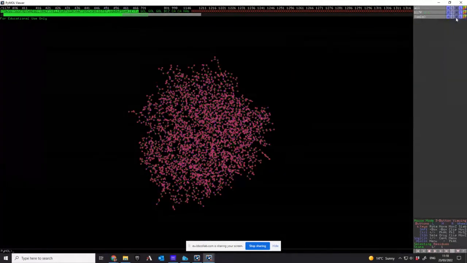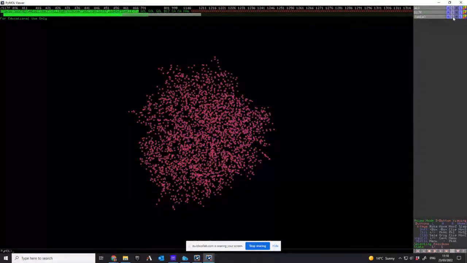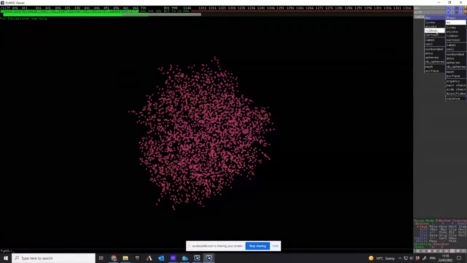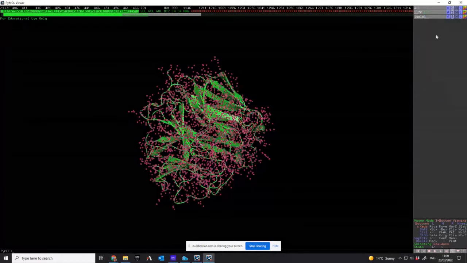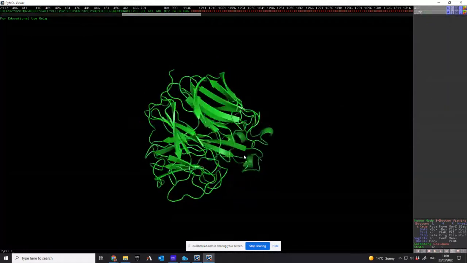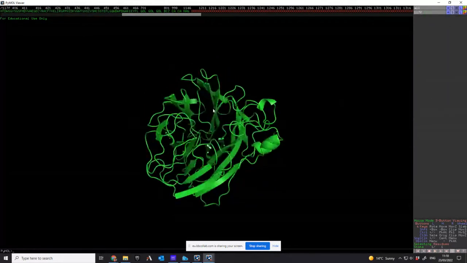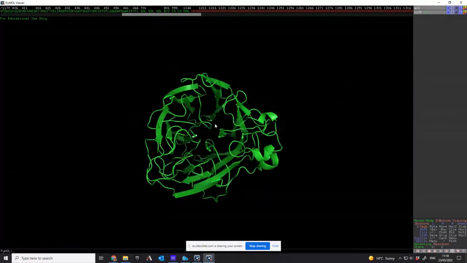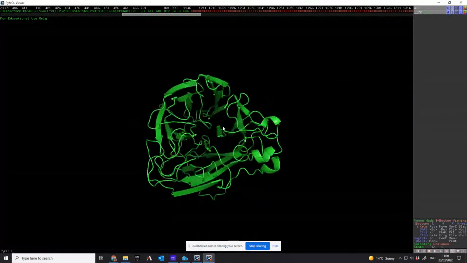Now I'm going to hide everything from the whole molecule, and then I'm going to show as cartoon the protein, and then I'm going to remove the selection so we don't have all those dots. So this is a more usual way of looking at a protein structure.